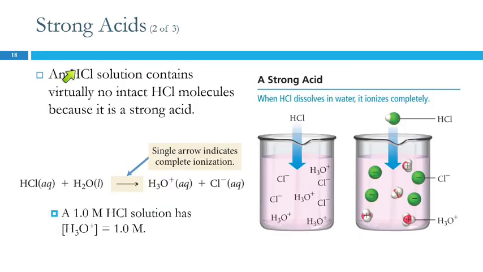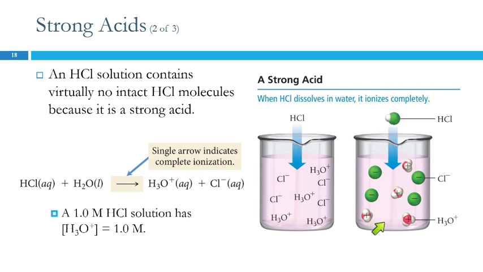So a strong acid like HCl, we know it's a strong acid because it's in the list. We look at a solution of this, and we say there's virtually no intact molecules because scientists are precise in how they speak about things. And I cannot bring myself to say that there are no molecules that are intact. Because what if there's 1, right? Then that wouldn't be true. So we say virtually none. Practically speaking, no intact molecules.